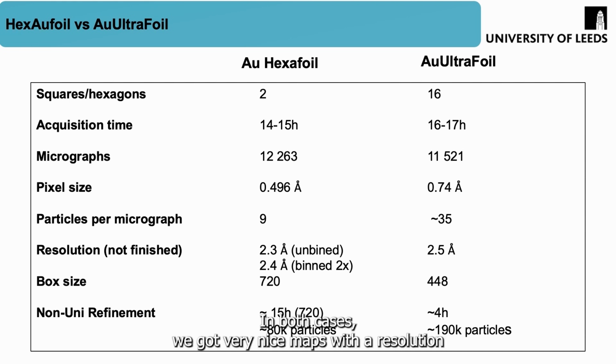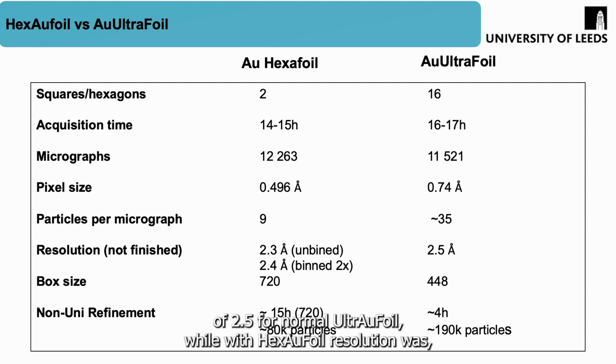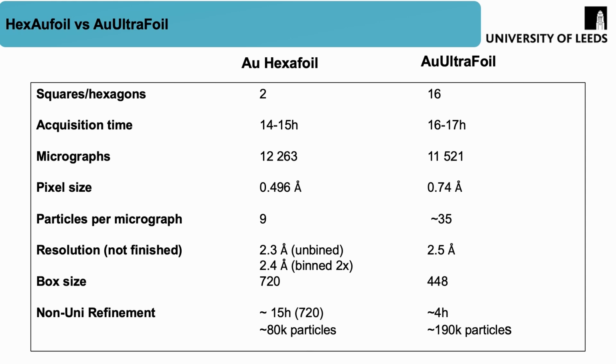In both cases, we got very nice maps, with a resolution of 2.5 for normal UltraFoil, while with HexAuFoil the resolution was slightly better: 2.4 with particles binned 2 times, and 2.3 with unbinned particles. There is a big difference in terms of computational time for refinement when you are using unbinned particles, but the difference in resolution wasn't as big.